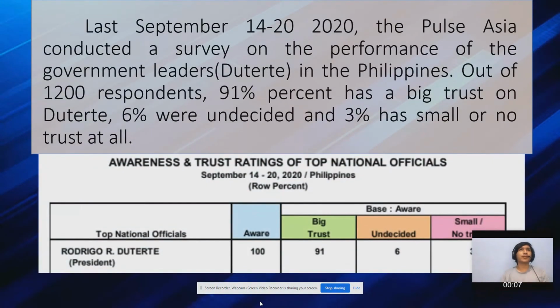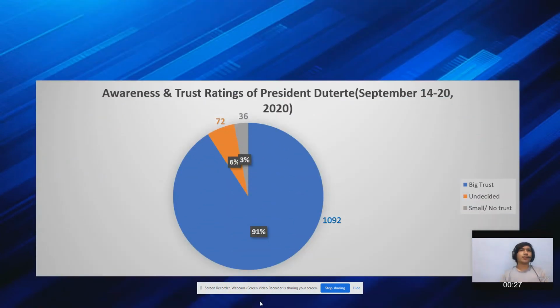Application of circle graph in real life. Last September 14, 2020, Pulse Asia conducted a survey on the performance of the government leader Duterte in the Philippines. Out of 1,200 respondents, 91% had a big trust in Duterte, 6% were undecided, and 3% had small or no trust at all. So this is how we are going to present data using a circular graph.